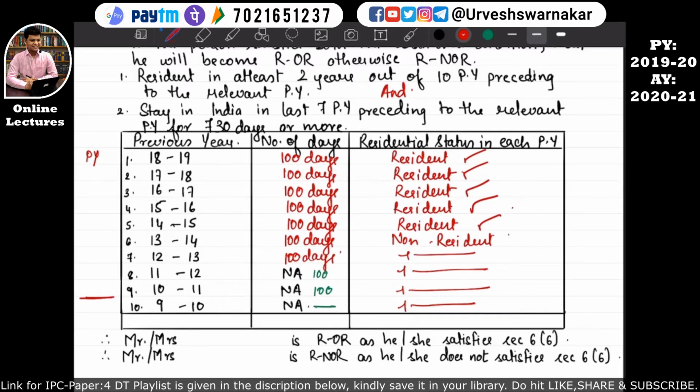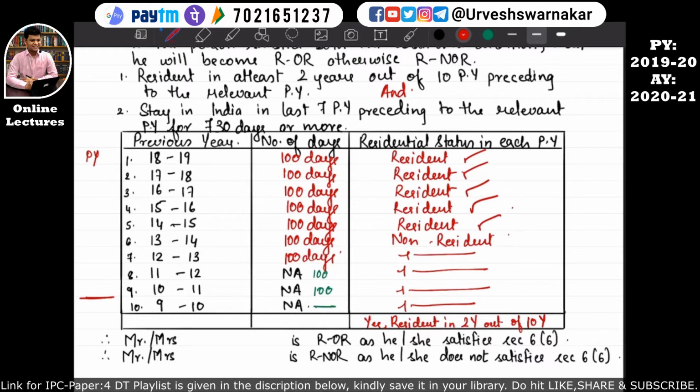So this shows that here you will write yes, resident in 2 years out of 10 years. So that means the first additional condition is satisfied.